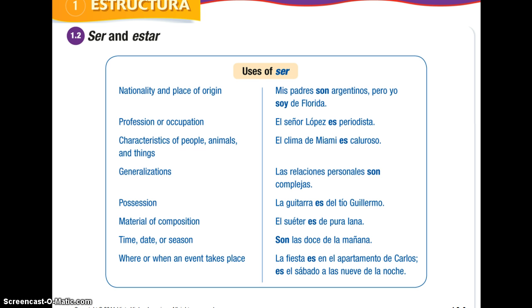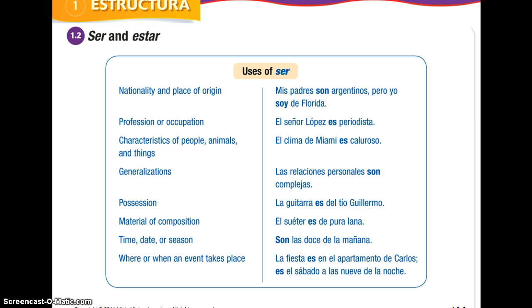Possession. La guitarra es del tío Guillermo. What a material is made of, so that's composition. El suéter es de pura lana. Time, date, and season, always will use ser. So son las 12 de la mañana, hoy es jueves, es el 30 de agosto, etc.